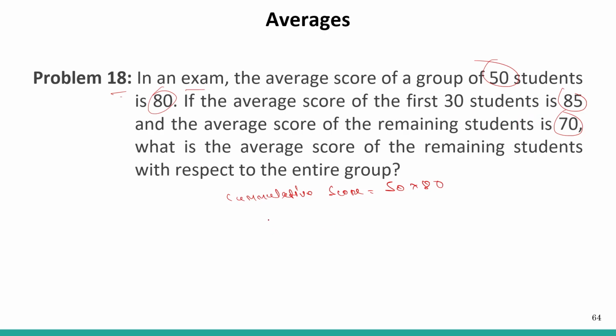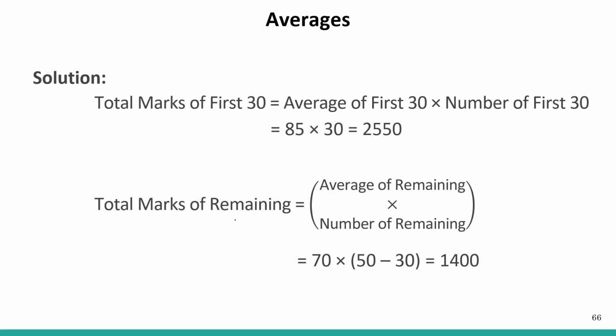So we can calculate the cumulative score of the first 30 students: 85 into 30. For the remaining students, the average was 70. So how many were remaining? The cumulative score for the remaining 20 students is 70 into 20. So what is the average score of the remaining students with respect to the entire group? The total marks of the remaining is the average of the remaining into the number of remaining, which is 70 into 50 minus 30, that is 20, which is equal to 1400.